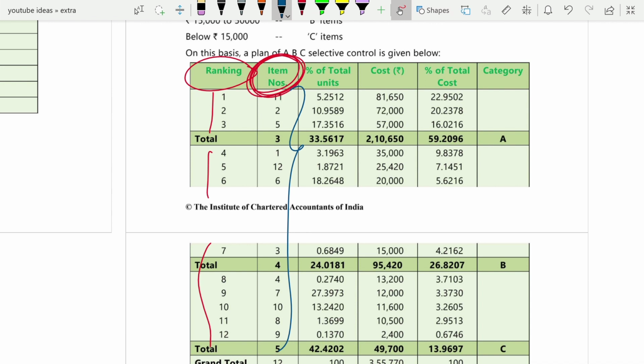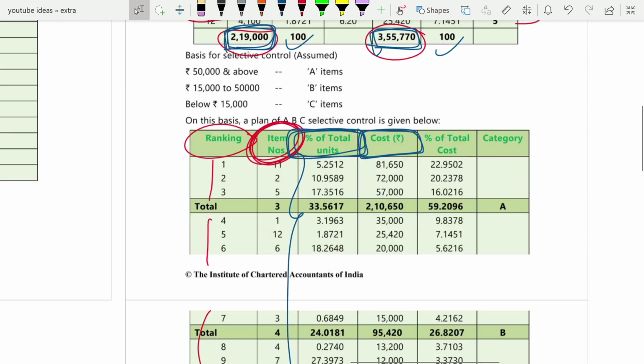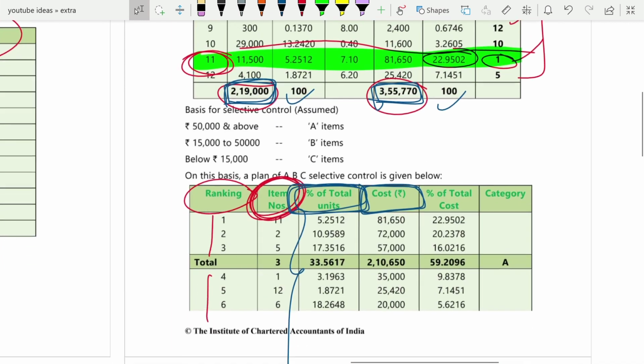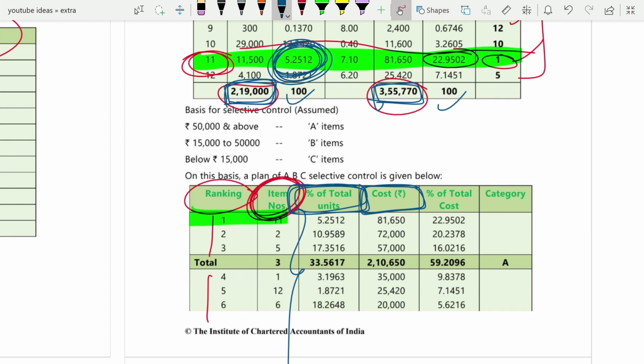Third, what you have to do is write the percentage of total units of that item number and the total cost of the item number. So for rank number 1 I'll tell you, for the others the same will follow. Rank number 1 is item number 11. In item number 11, what is the percentage of total units? Here you can see the percentage of total units is 5.2512. So the same you have to take and write it here.